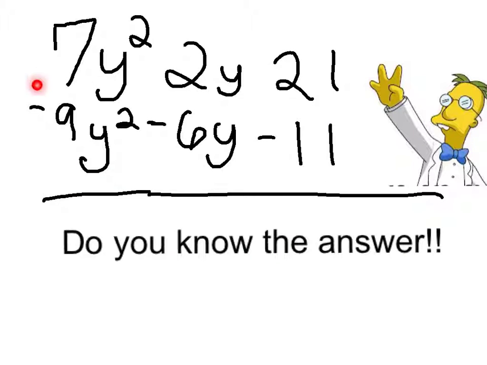So once you write that down, you want to put it in this order so you can solve the problem. So 7y squared would be taken away from a 9y squared. So you put down that answer here, and then you want to look at this 2y, take away 6y, and then you want 21, take away 11. And I got a question for you. Do you know the answer?